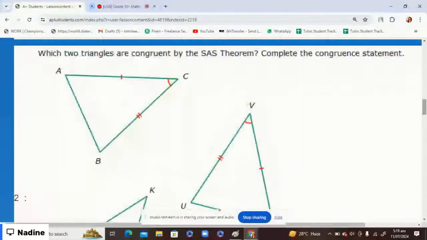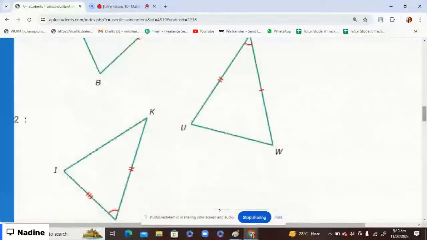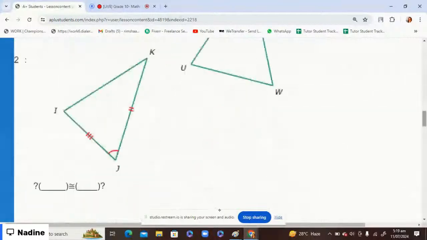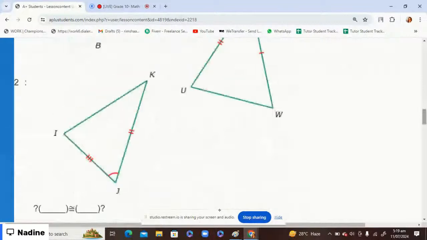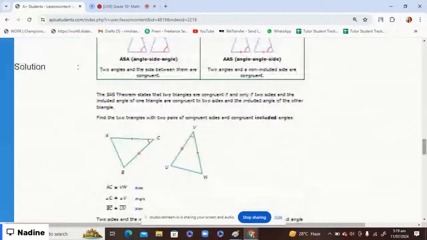Complete the congruent statement. First of all, we are going to check which two triangles. Okay, look at these triangles. Here is one angle, here is one angle. Which angle is given here? Here is a different angle when you look at it. There are three triangles, so we take these two triangles, and when we compare them, we see that these sides are basically congruent.